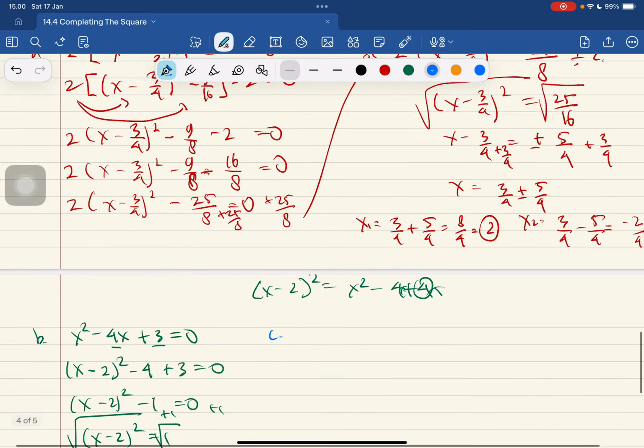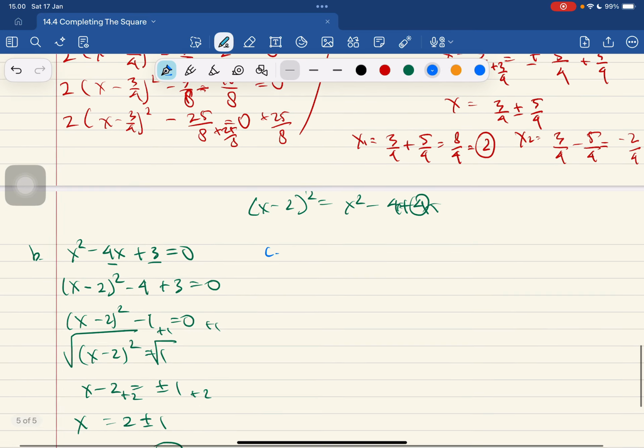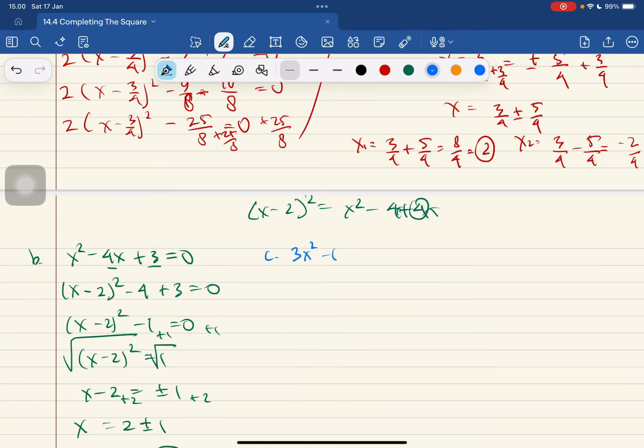So the equation is 3x squared minus 6x and minus 4 equal to 0. Let us factorize it to make the coefficient of x squared equal to 1. So 3 times x squared minus 2x, and we minus by 4 equal to 0. Let us complete the square inside the bracket. So here, x, make it a half, is 1 square.